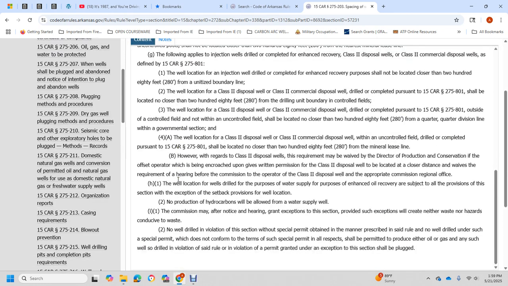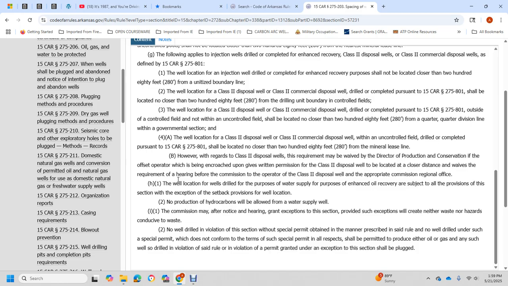When the well location is a Class 2 disposal well, or a Class 2 commercial disposal well, in an uncontrolled field, drilled pursuant to Title 15 of the Code of Arkansas Rules, 275 and 801, it shall be located no closer than 280 feet of the mineral lease line.